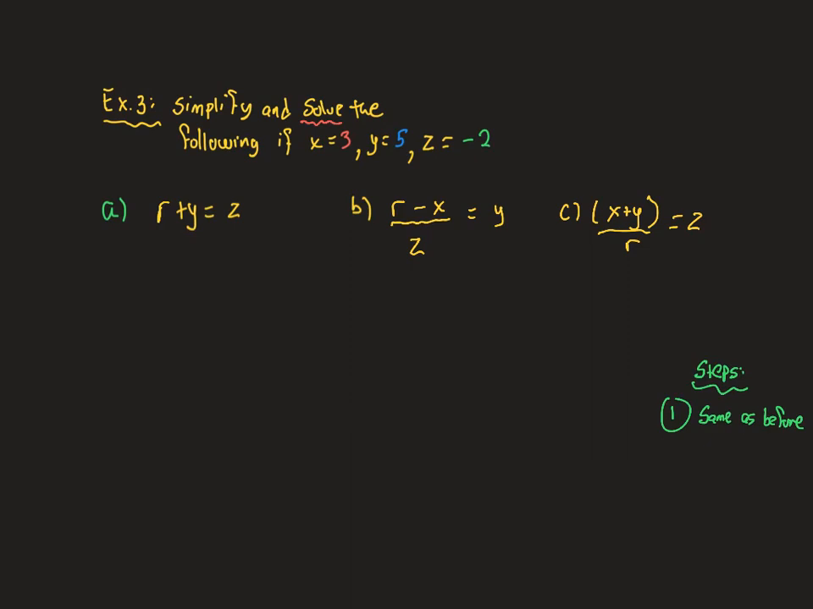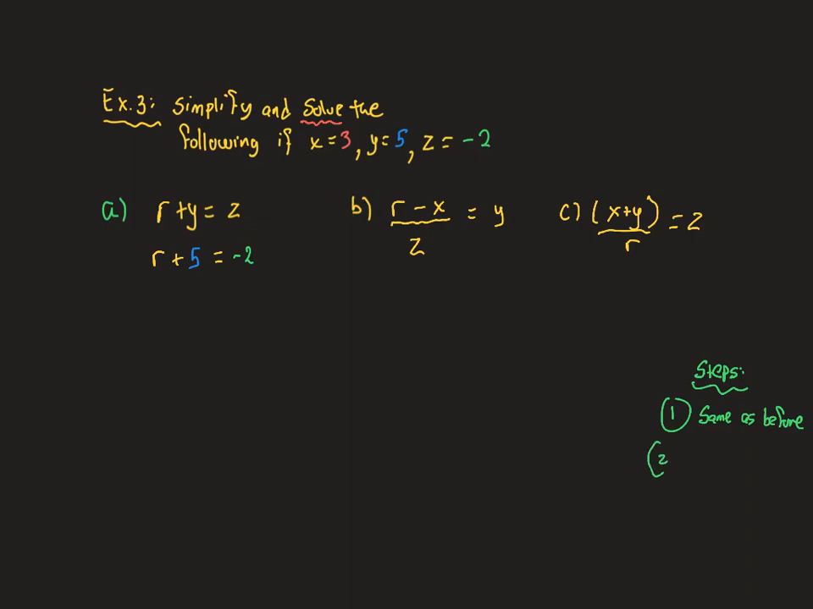Now, just in case you guys have forgotten what that step is, that step was to replace every letter we were given with what we have. Okay? So I don't have what R is, so I'm going to leave that alone. I do know Y is 5. And I do know Z is minus 2. Okay?